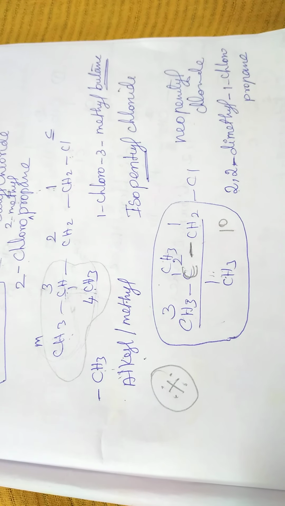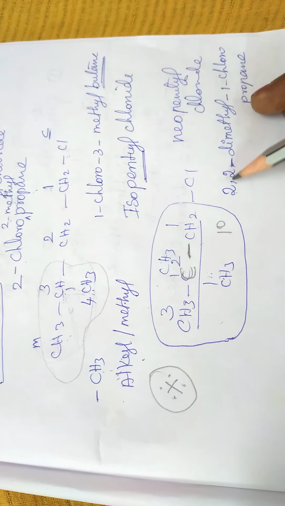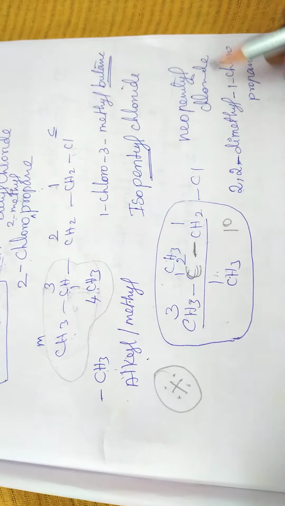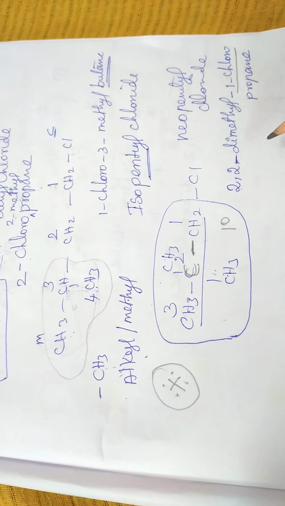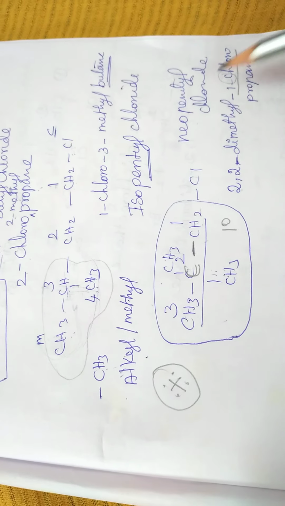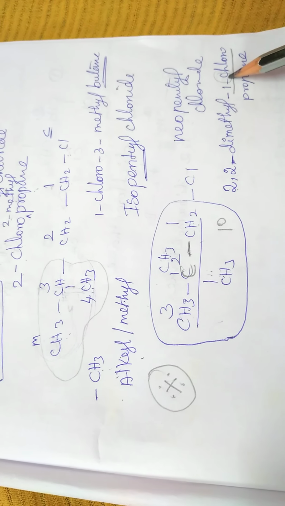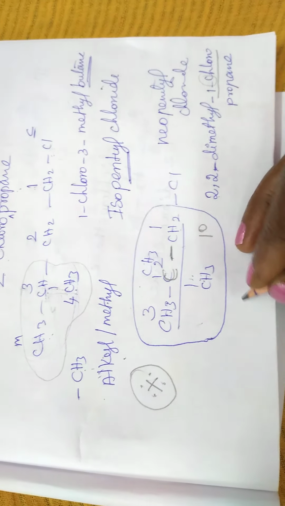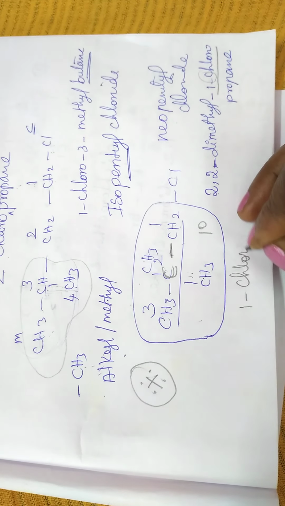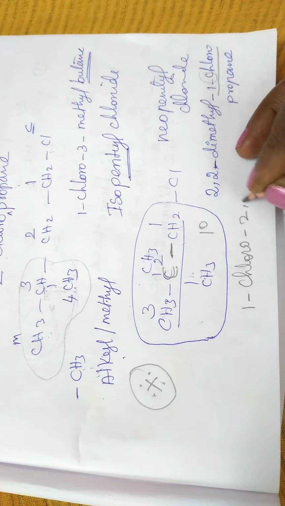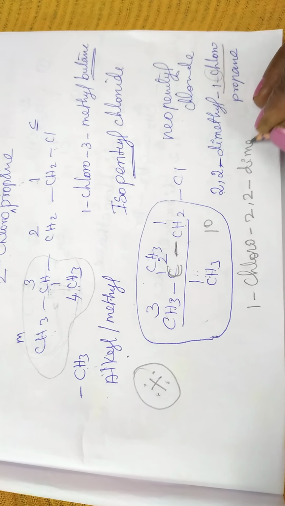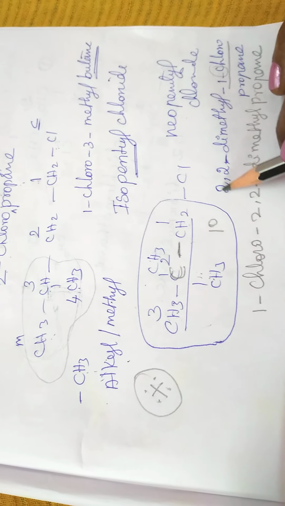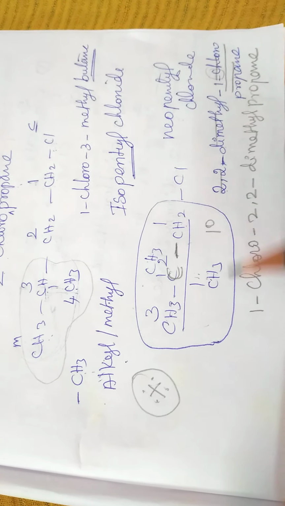So how will I give the nomenclature? I have given 2, 2 dimethyl 1-chloro. Is it the correct order? No. So what is the correct order? First, which one should I write? 1-chloro. Why 1-chloro? We should follow the alphabetical order. So you can write 1-chloro 2, 2 dimethyl propane. Okay, so this is the wrong option.